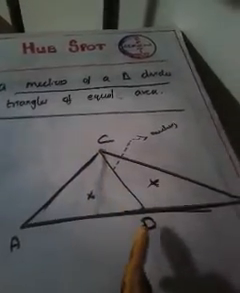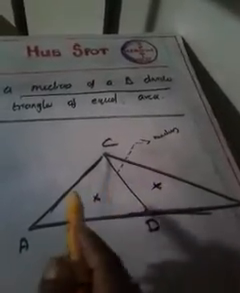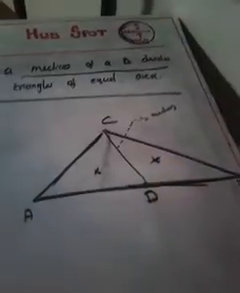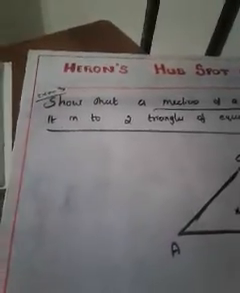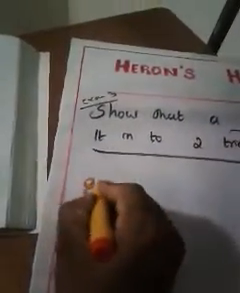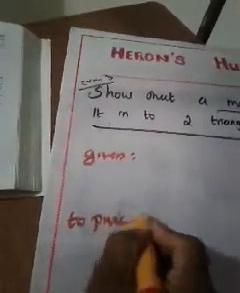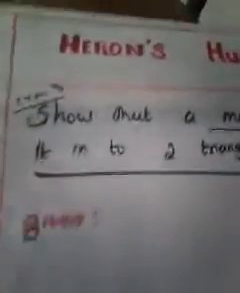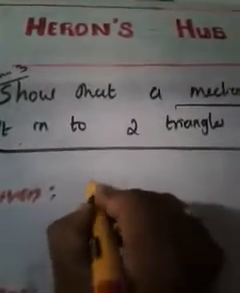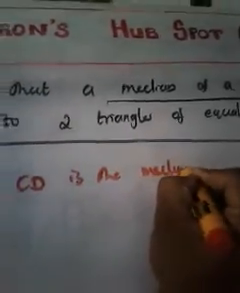CD is the median. That is the only given condition. Then we got two triangles. We have to show that the area of this triangle is equal to the area of this triangle. That we need to prove. Okay. So in order to prove that, as I told you, let me write it step by step: which is the given condition here, then what we have to prove, then how we can prove it, the proof. So which is the given condition here? Here only one given condition is there. CD is the median. What is the given condition?